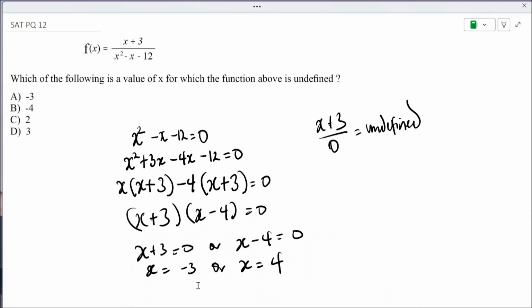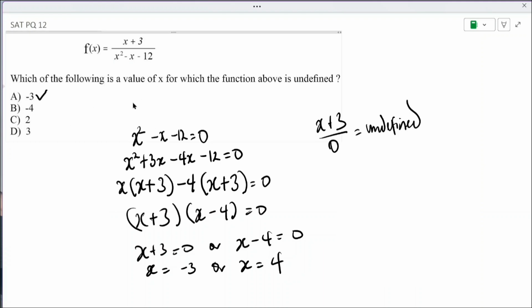You would only find one of these values in the options. Let's find which one of them is there. The first option is minus 3. So the answer to this question is therefore A, that's minus 3. You can't find positive 4 in the options, so A is the answer.